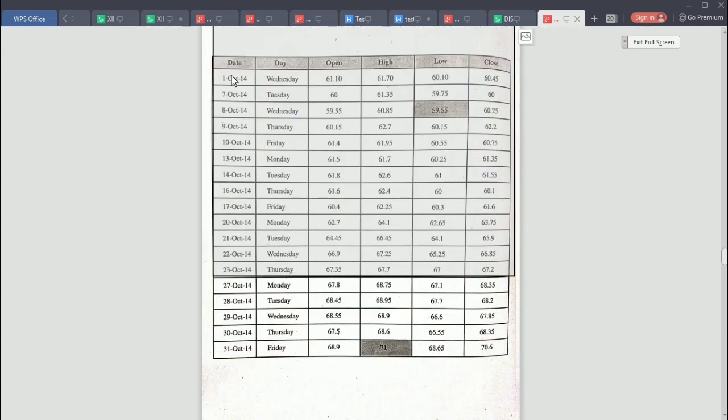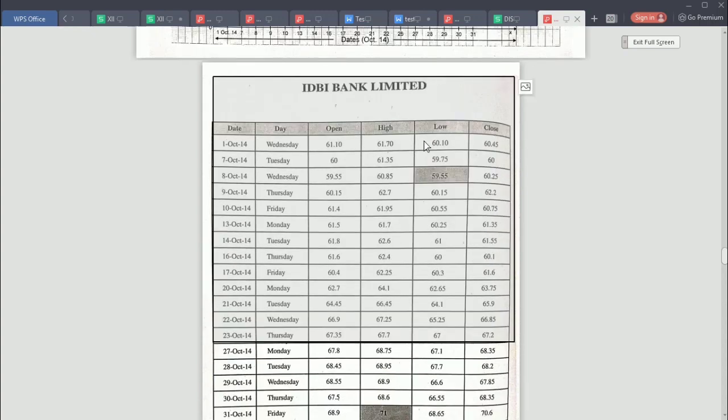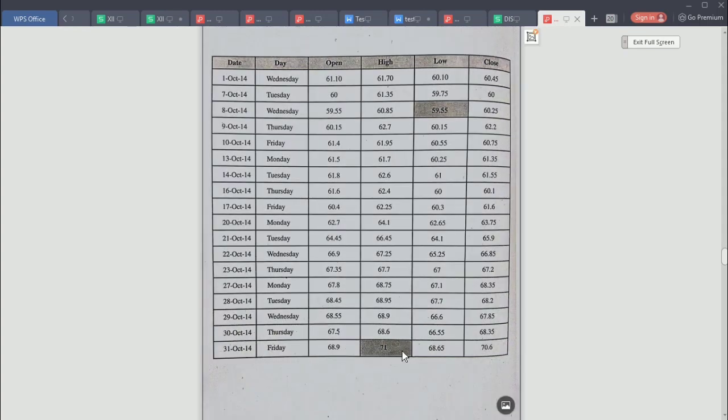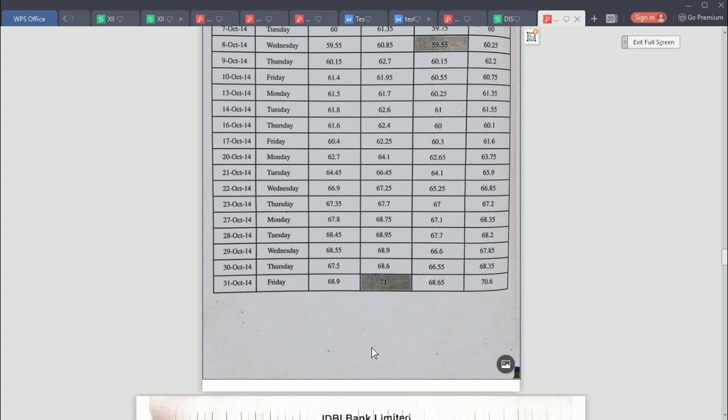Similarly, the data from 1st October to 31st October has been taken. The lowest rate in the low column was 59.55 on 8th of October. So after 8th October, the high column we have to look into, and the high was 71 rupees, and that was on 31st October. Chancely, it is just a chance, merely a chance that we have the highest price on 31st October. Again, it will not happen every time.